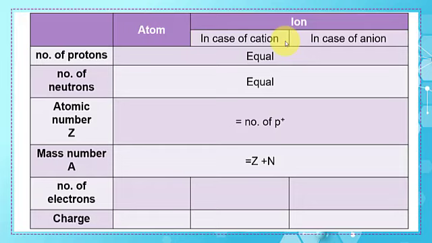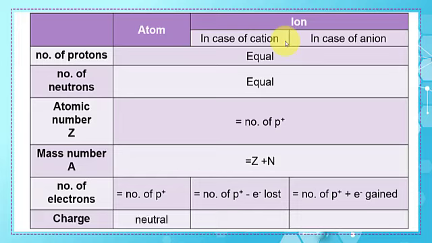In the atom, the number of electrons is equal to the number of protons because the atom is neutral. In case of cation, it is the number of protons minus the number of electrons lost. And in case of anion, it's the number of protons plus the number of electrons gained. So, as a result, the charge of the atom is neutral, that means 0. The charge of the cation is positive, and the charge of the anion is negative.